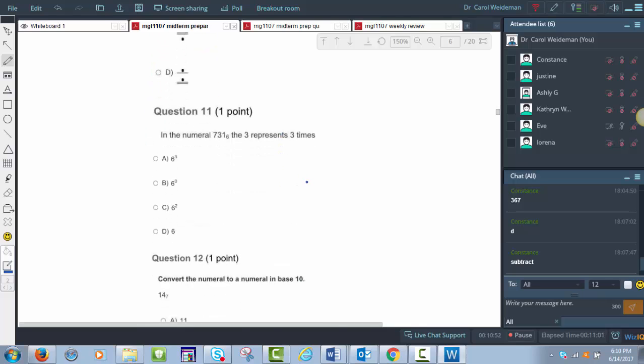Now we're getting into the last section on the numeration systems, which is different bases. So this is a definitional question here. In the numeral 731 subscript 6, the 3 represents 3 times what? Think about your positional values in base 6. So what does the 3 represent here?